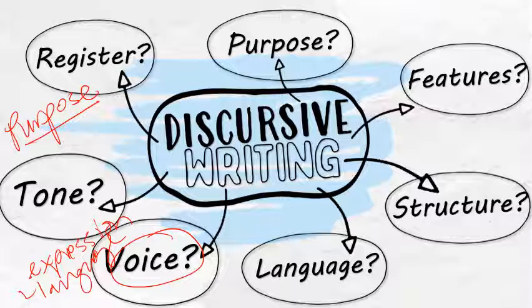So for discursive writing, a writer can choose to adopt all different types of features, structure, language, voice, and tone. There is no right or wrong way to do that. It all comes down to the purpose and the audience. When you're looking at examples of discursive writing, come back to this brainstorm here and ask yourself these questions. What's the purpose for this writing? What are the features? What's the structure? And these might be helpful ways for you to break up how you want to annotate the text as well.